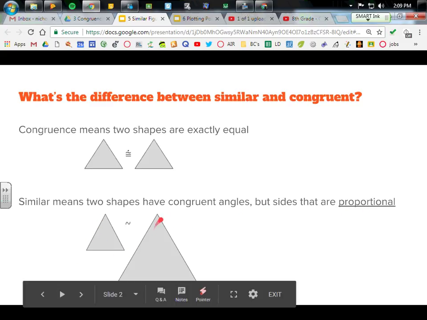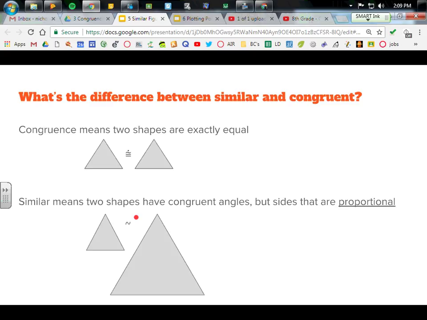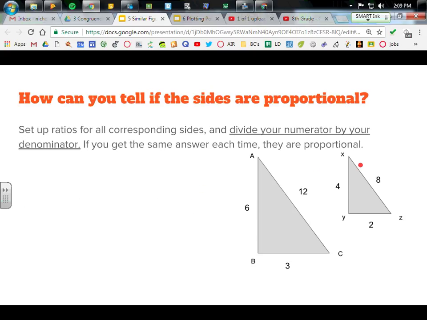So these two triangles have the same angles, but they are not the same size. The second triangle is much bigger than the first triangle, but it is grown at the same rate. All right? So let's take a deeper look at that.